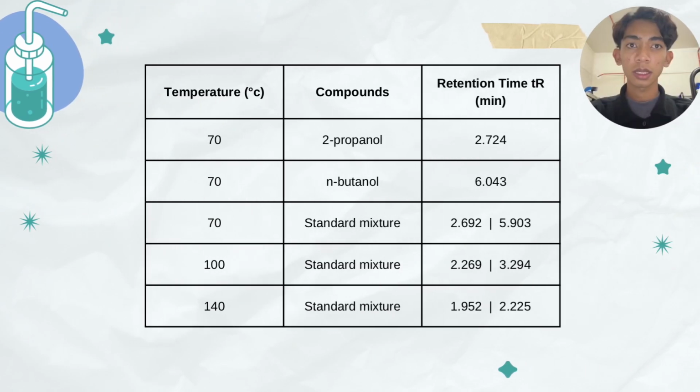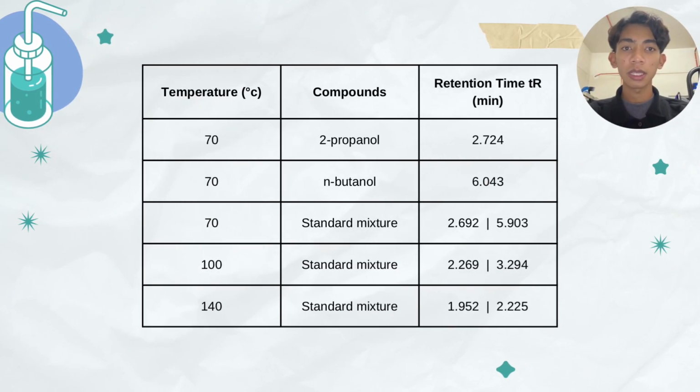For the results, starting with our controls at 70 degrees Celsius, we ran the pure compounds individually to establish a baseline. 2-propanol eluted at 2.724 minutes, while N-butanol was significantly longer, eluting at 6.043 minutes. When we ran the standard mixture at the same temperature, we saw two distinct peaks. The first appeared at 2.692 minutes and the second at 5.903 minutes. These values align closely with our individual standards, confirming the order of elution.